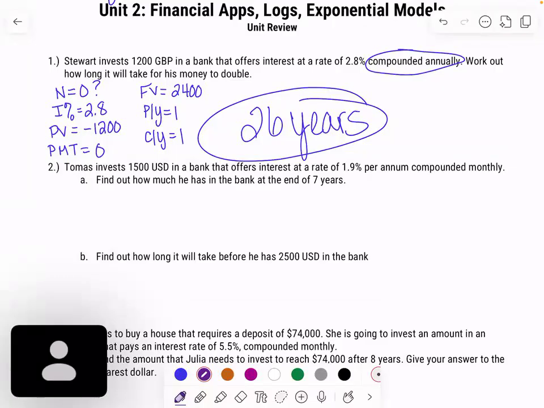Okay. 2, Thomas invests 1,500 US dollars in a bank that offers an interest rate of 1.9% per annum, which means per year, compounded monthly. Find how much he has in the bank at the end of 7 years. So again, you could use the finance app, which I just showed you. So this time I'm going to show you how you could use the future value formula.